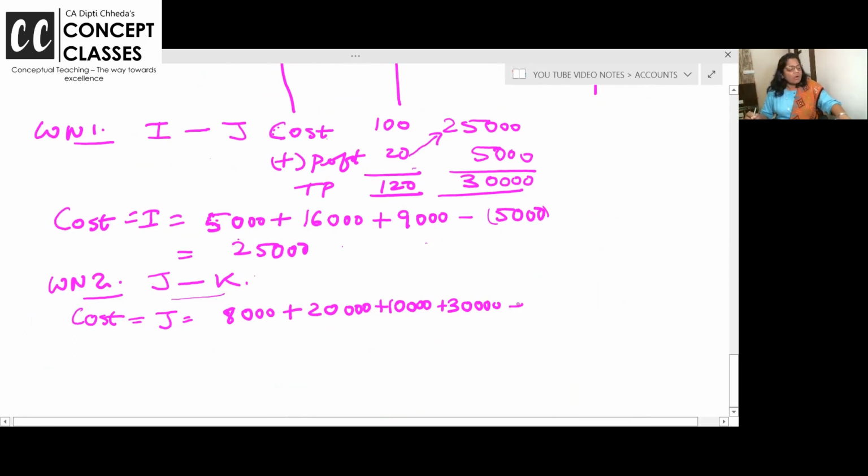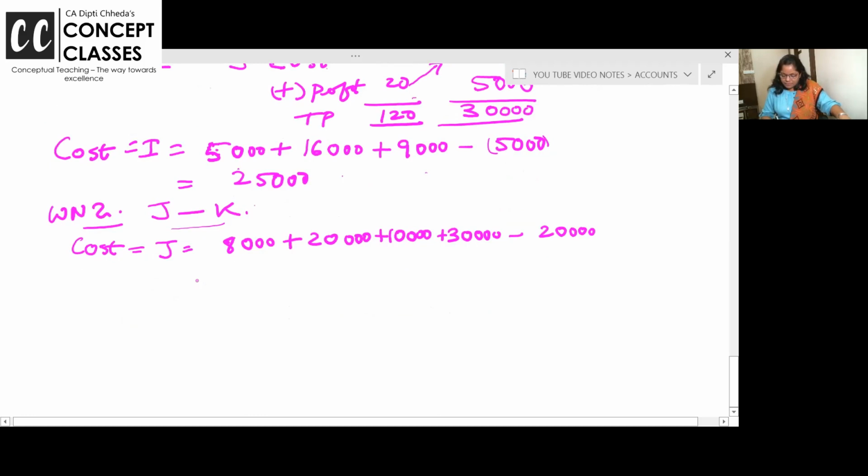Minus the closing stock. How much is the closing stock? 20,000. Now, 8,000 plus 20,000 plus 10,000 plus 30,000 minus 20,000. 48,000 is the cost of the goods consumed by J. Cost. And what is the profit?